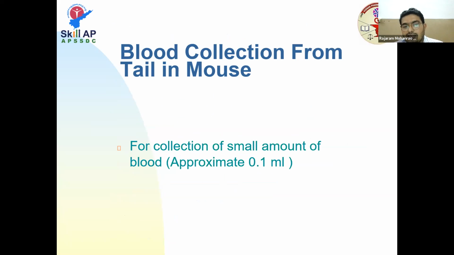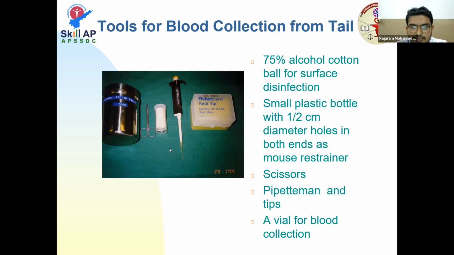The tail of a mouse or rat is very small, so the veins will also be very narrow. So the blood we get is a very minute amount, because the vessels are very small, so the amount is very minimal. So for collection of a small amount of blood, approximately 0.1 ml.